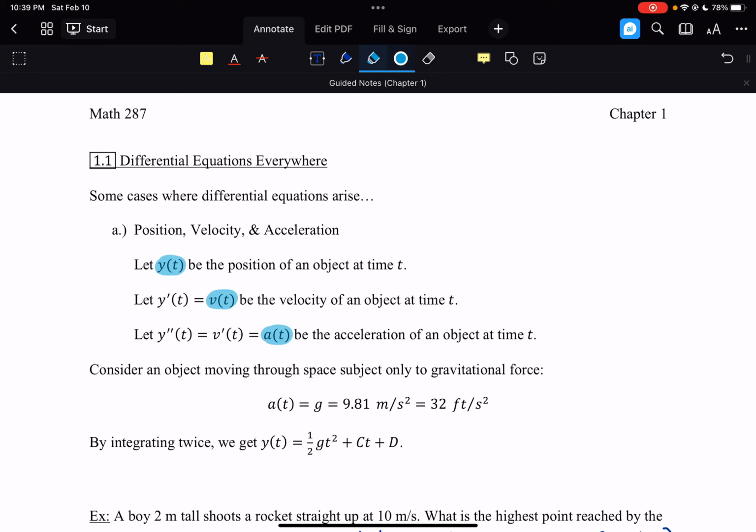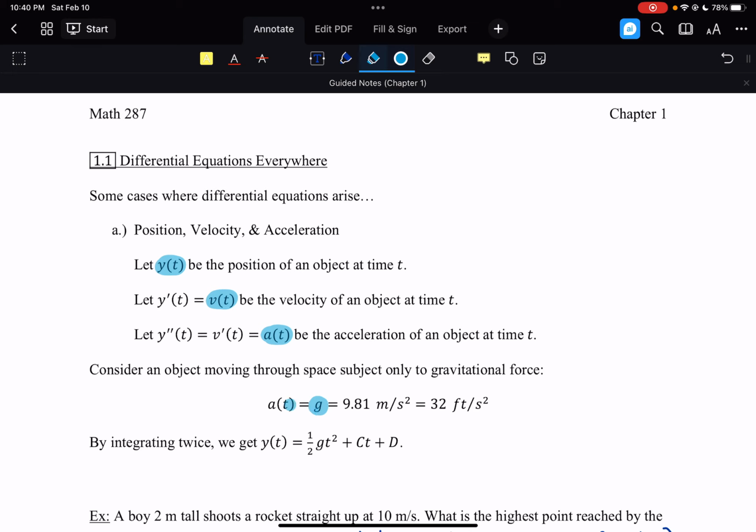This gives us opportunities to set up equations with derivatives because, of course, we are taking derivatives as we go down this process. So consider an object moving through space subject only to gravitational force. We know the acceleration of that object, which is often referred to just as g when it's gravitational acceleration, can be written as 9.81 meters per second squared or 32 feet per second squared.